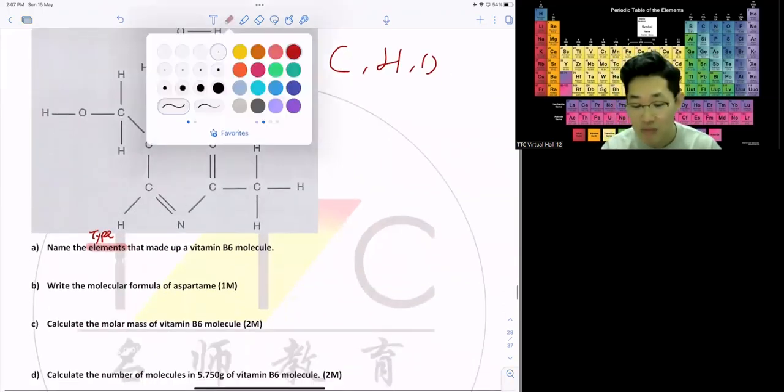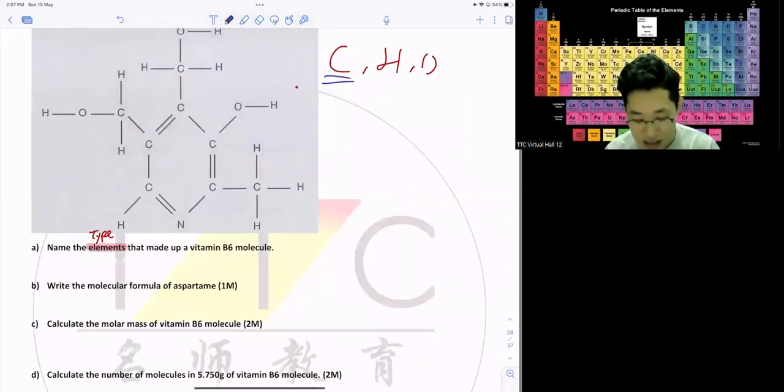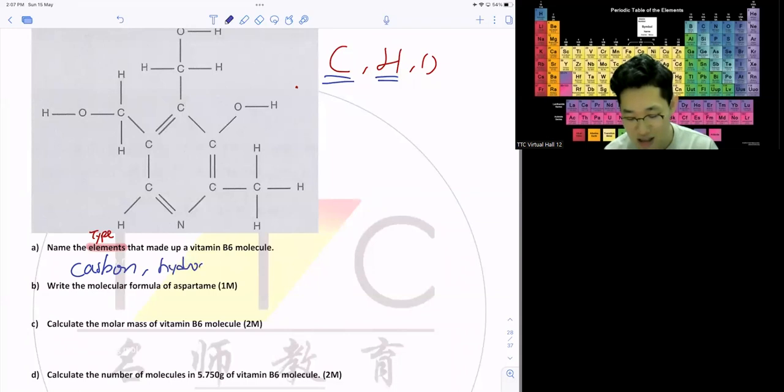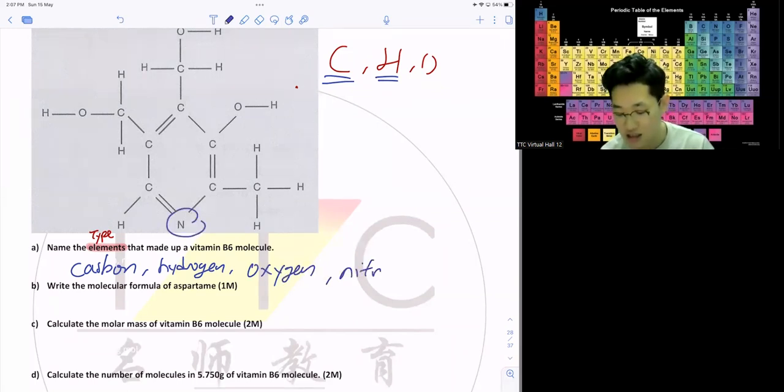Yes, so the name for C is carbon. The name for H is hydrogen. And the alphabet O is oxygen. And also, there's nitrogen. Nearly missed that out. Thanks, Malcolm. Okay, nitrogen. Carbon, hydrogen, oxygen, nitrogen. Very good.